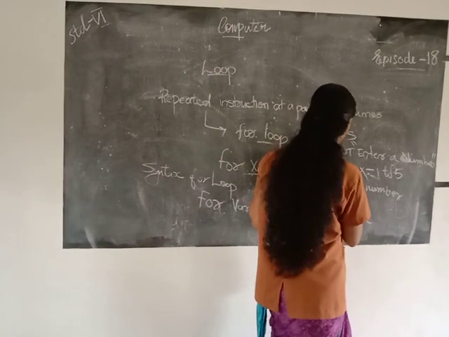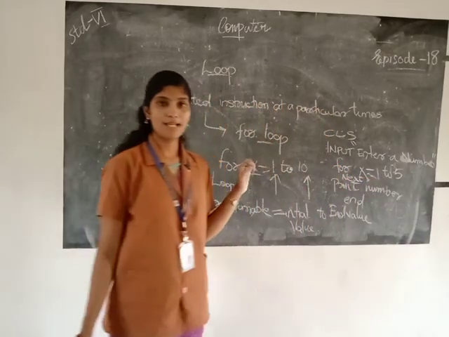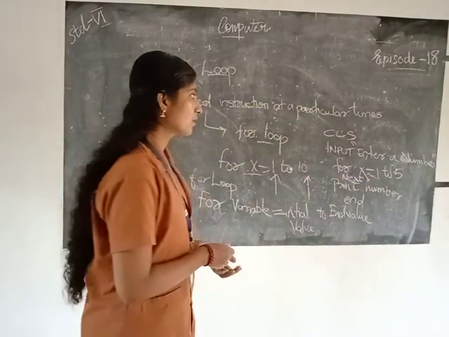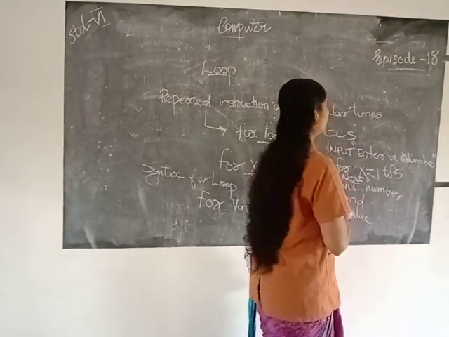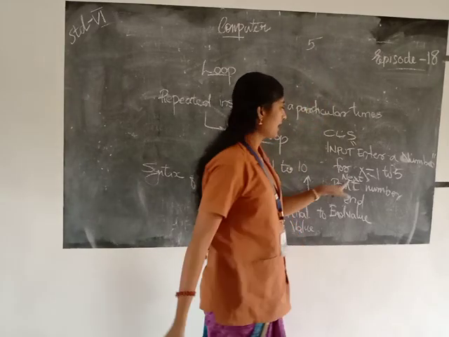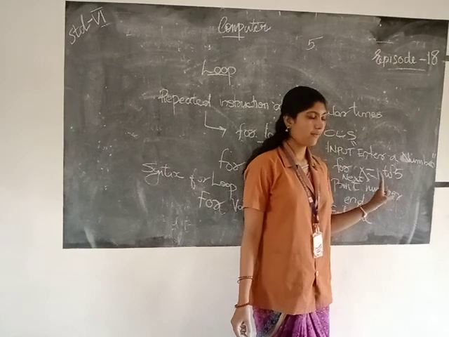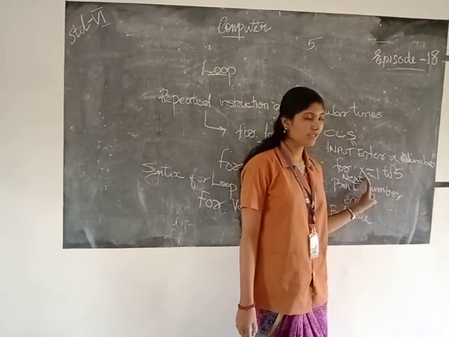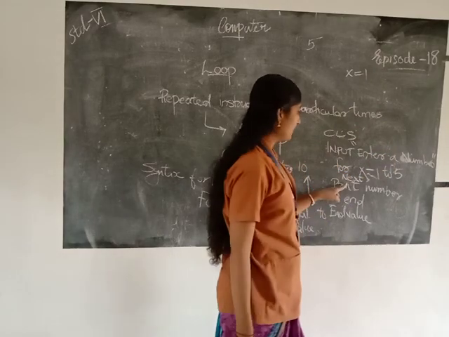Next x. Next means incrementing the value at a time. So here input a number. You can enter a number, for example, now I entered 5. Then next, checking for x equal to 1 to 5. That means initializing x is equal to 1. Now the value of x is equal to 1, and then next.